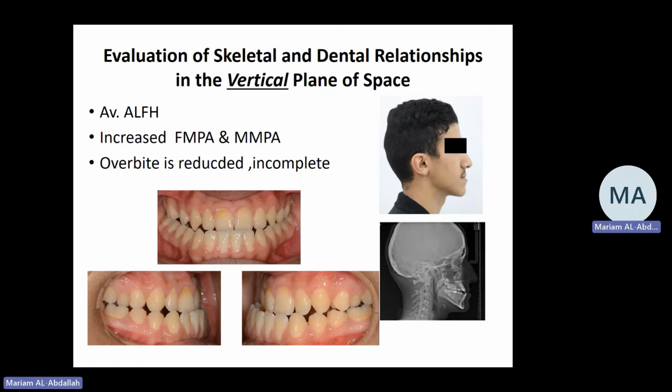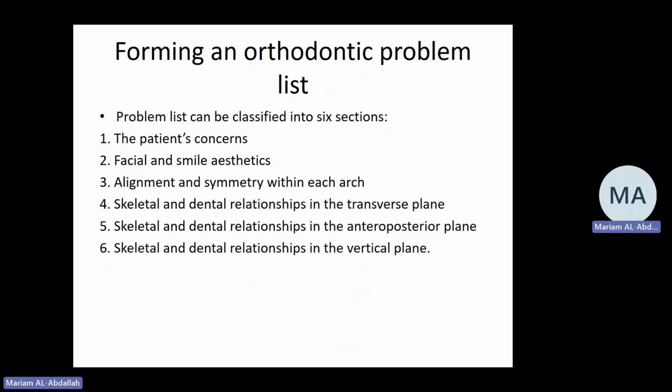Okay, let's go back to our patient. As an example, how can I describe the skeletal and dental relationship in the vertical dimension? The patient has average anterior lower facial height, so I don't mention this in my problem list. But the patient, as you can see here, has increased Frankfurt mandibular plane angle and increased maxillomandibular plane angle. The vertical relationship intraorally: the overbite is reduced and incomplete. And that's it in relation to the vertical proportions.